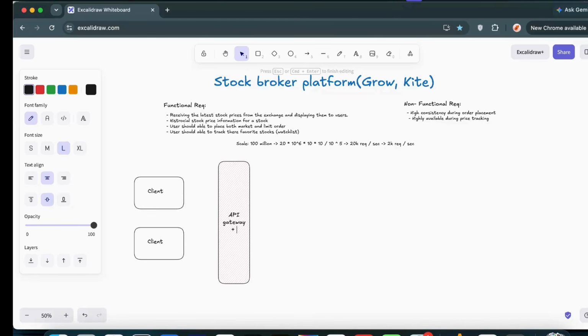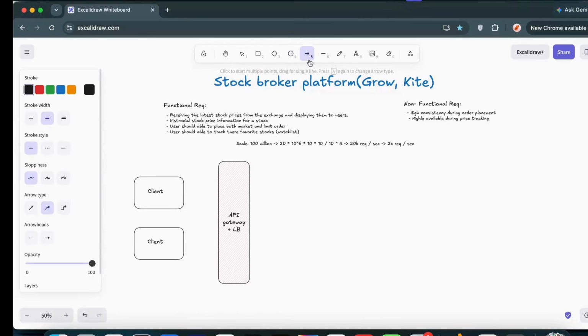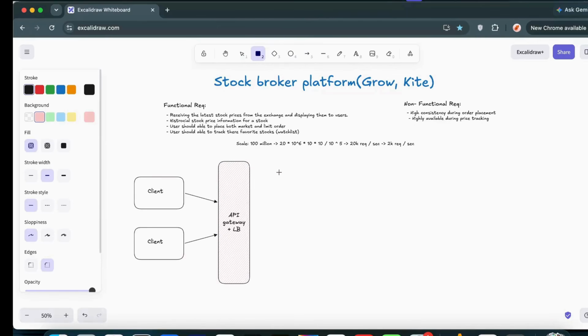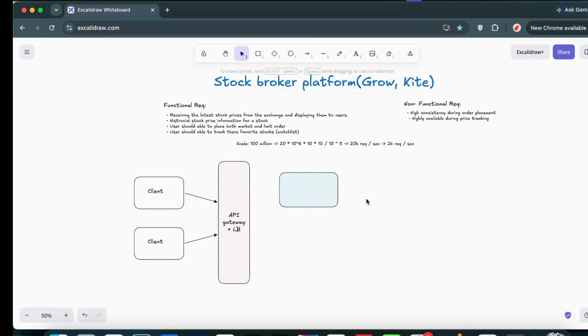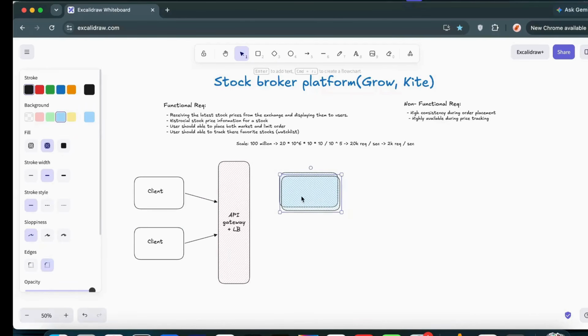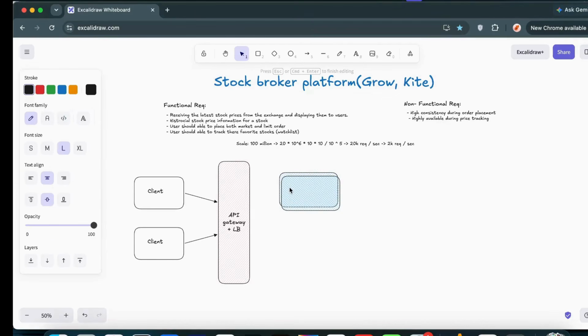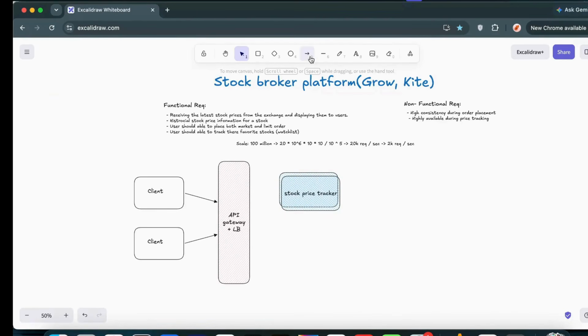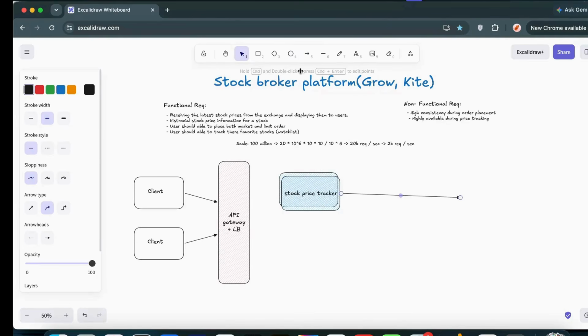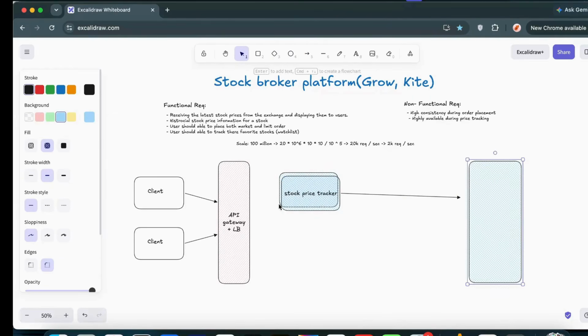So now these requests start coming to us, and the first thing is that they want to get the latest stock prices, right? So there will be a stock price tracker service, and let's add a couple of servers. It will be horizontally scaled, obviously. Now the idea is the stock price tracker service generally talks with the exchange to get the latest stock prices. So there will be an exchange which provides us the latest stock prices.